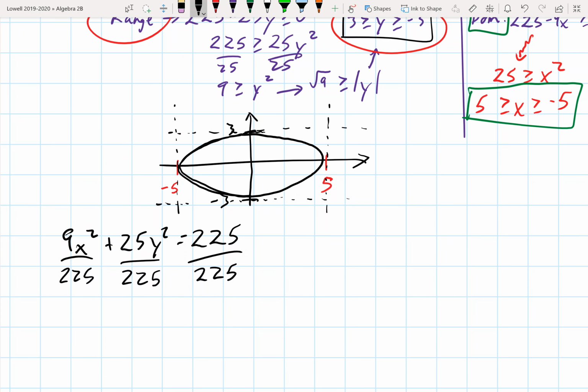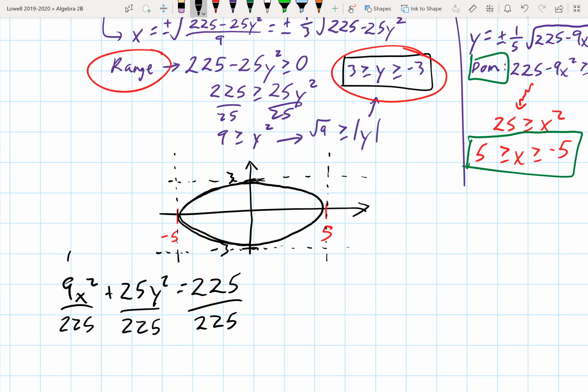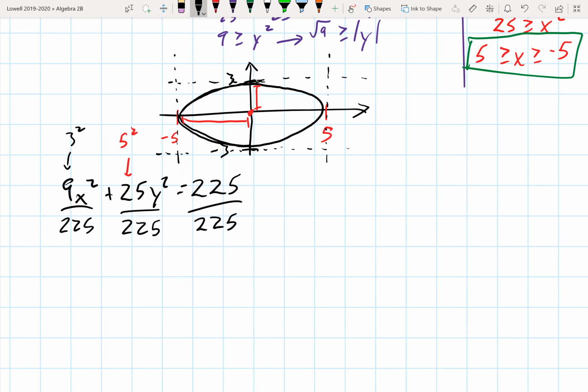Now, first off, you can see where the features are, because 9 is 3 squared, and from the center, which we can see as being the origin in this case because this was a very simple case, that 3 ended up right there, and the 5, which is right here, 5 squared is 25, we can see it right there. But let's look at this. If I divide everything by 225, 9 over 225 is actually 1 over 25. It works out nicely in this case because this was a planned example. Plus y squared over 9 equals 1.